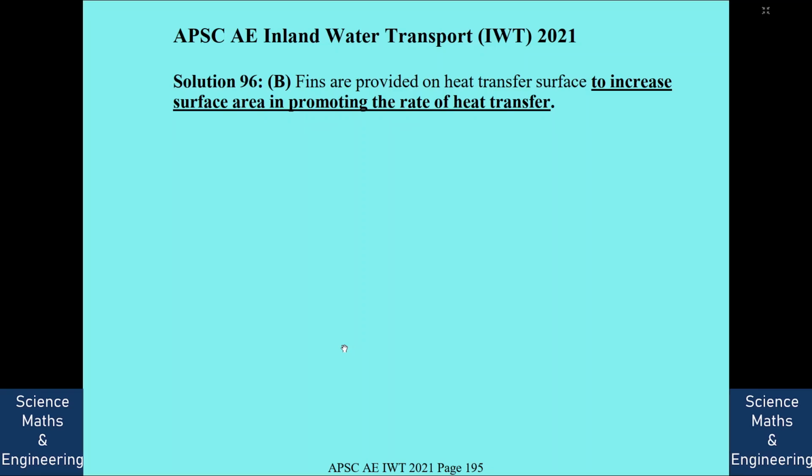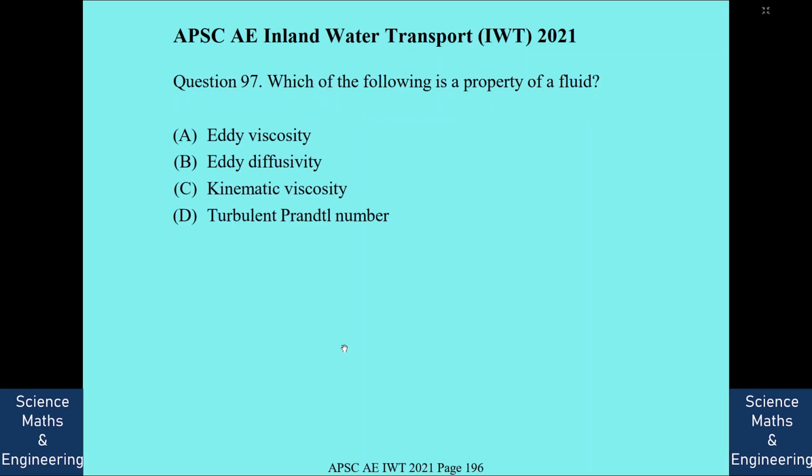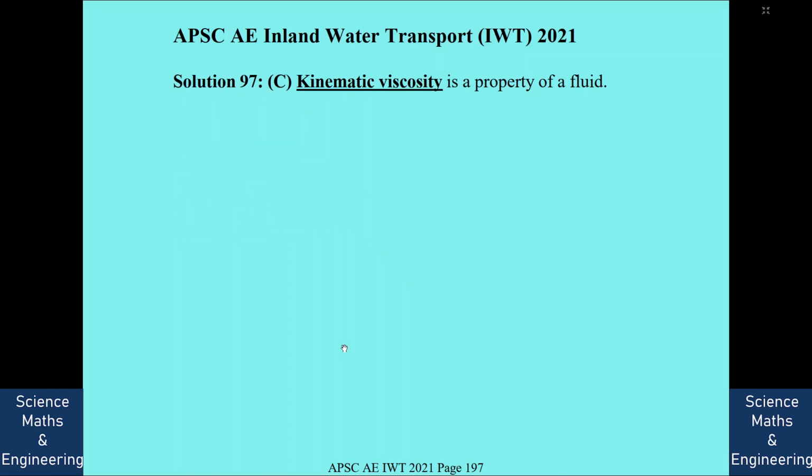Next, which of the following is a property of a fluid? A, eddy viscosity. B, eddy diffusivity. C, kinematic viscosity. Or D, turbulent Prandtl number? So the answer is kinematic viscosity is a property of a fluid.